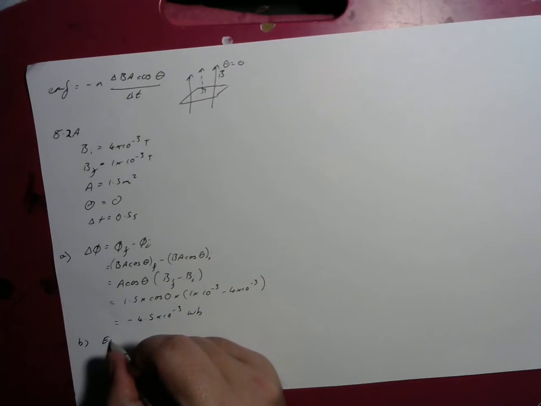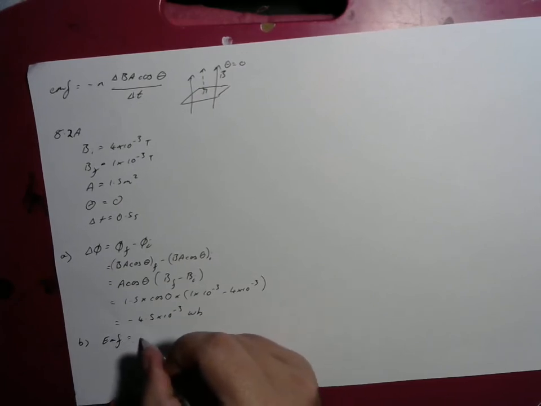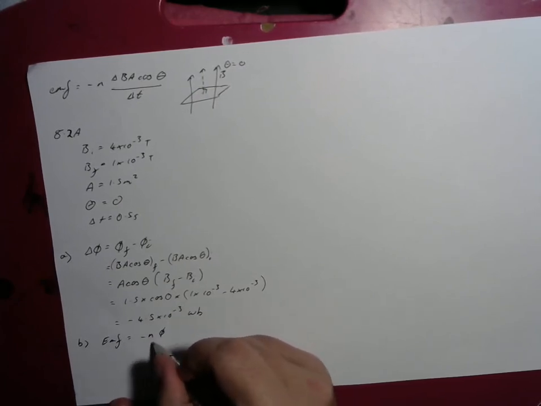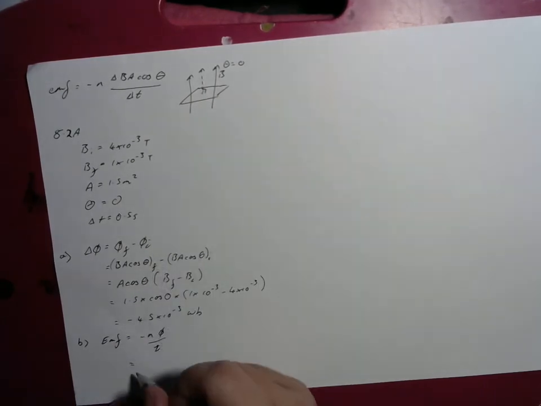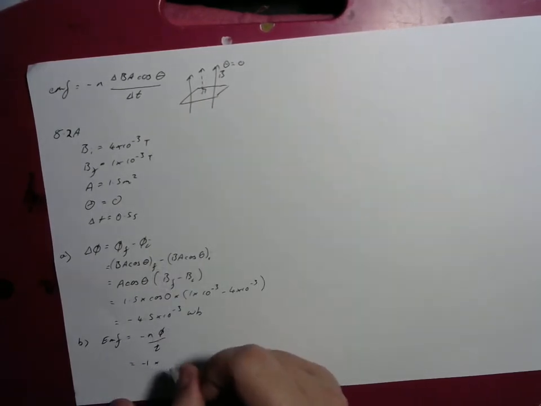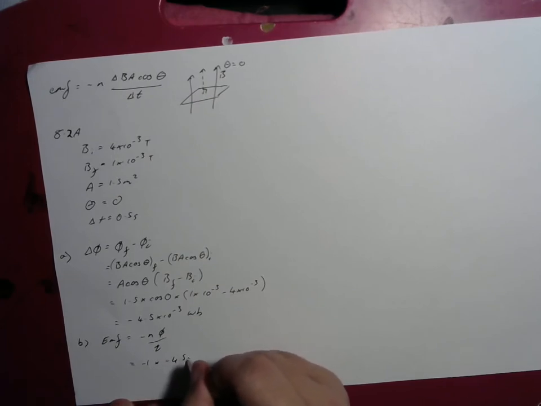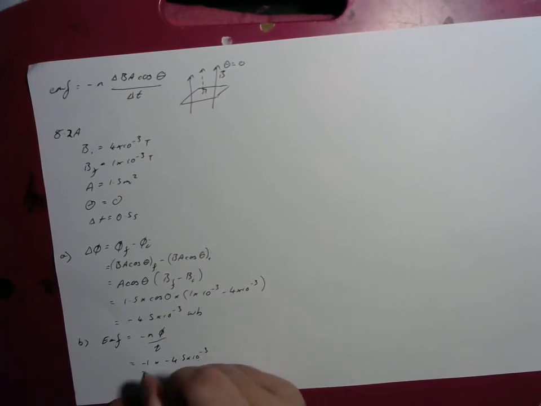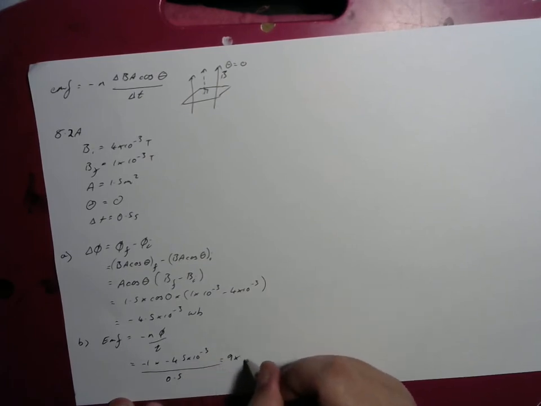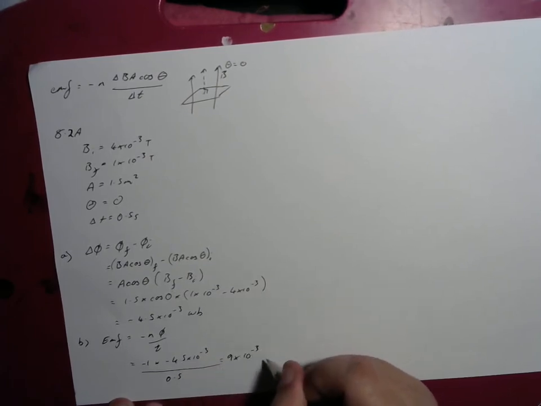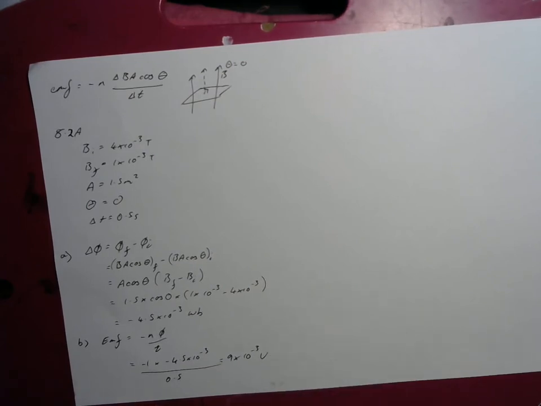And part B of this, the EMF, remember, is negative N phi over T. Well, negative N, there's only one loop, so that's just negative 1 times negative 4.5 times 10 to the negative 3, and it happens in half a second, so that would equal 9 times 10 to the negative 3 volts. Okay, we're back to volts again.